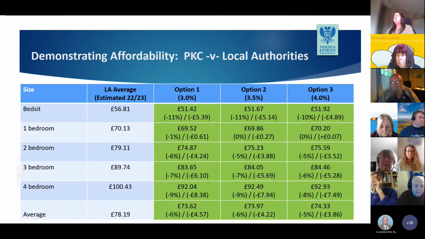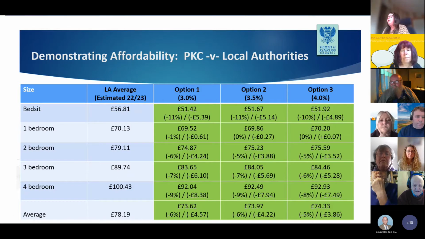The next slide shows how, under each of the options, our rent levels would compare to our 3 neighbouring local authorities, so Dundee, Angus and Fife. We've provided an estimated average for those neighbouring local authorities, and we've compared that to each of our proposed options 1 to 3. You can see that even under the highest option, we still compare favourably, with our average rent levels being 5% lower than our neighbouring local authorities. Okay, next slide.